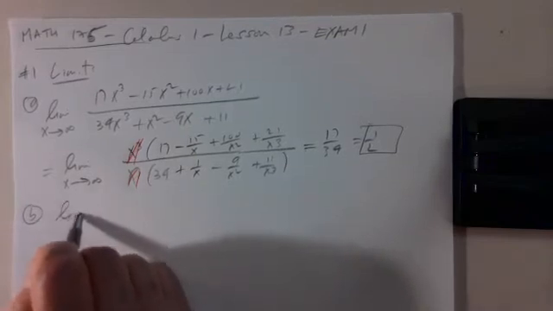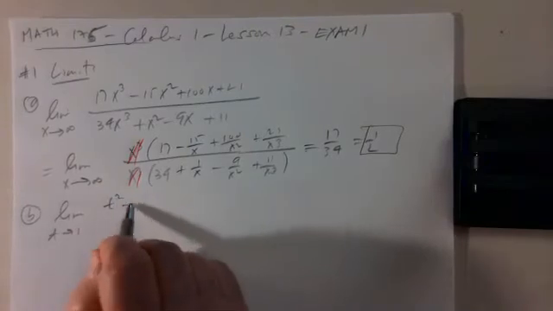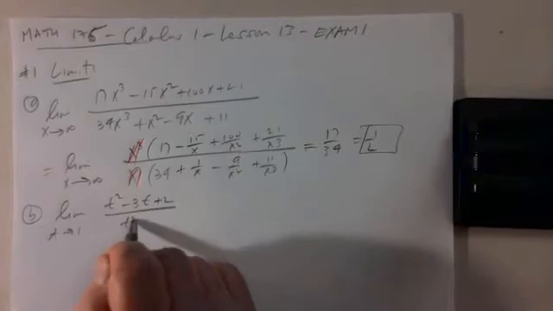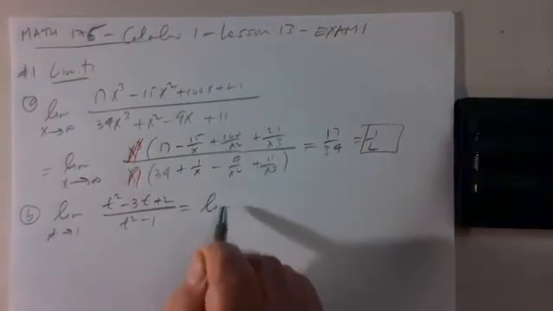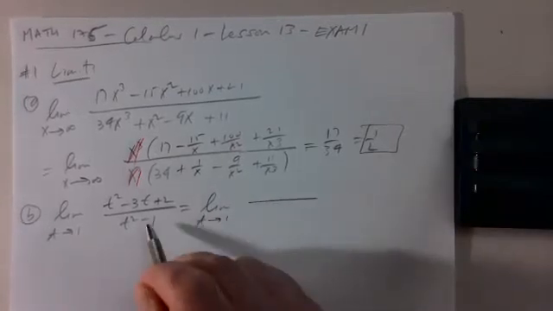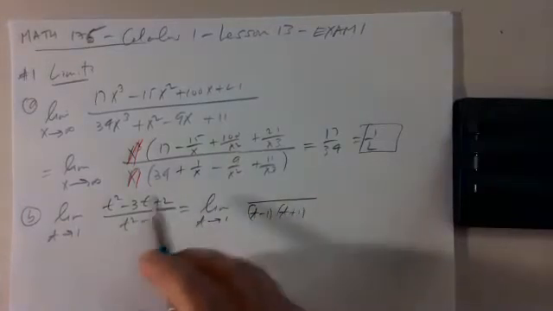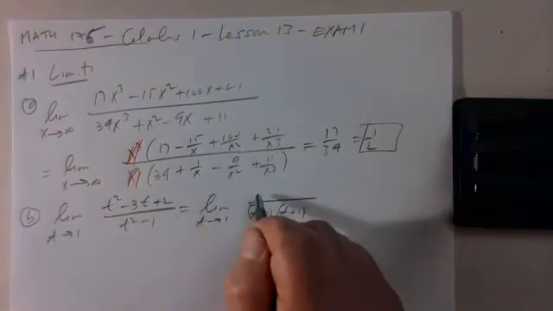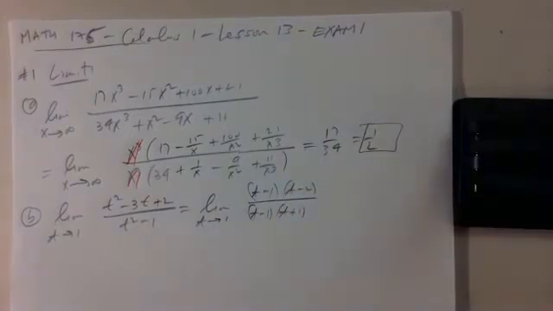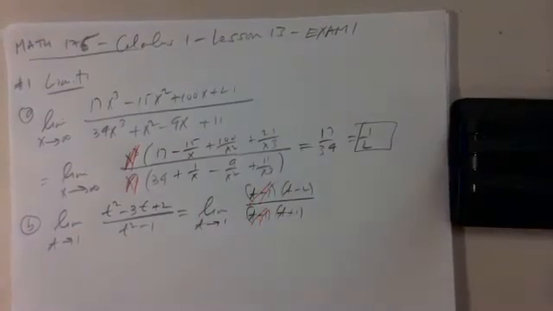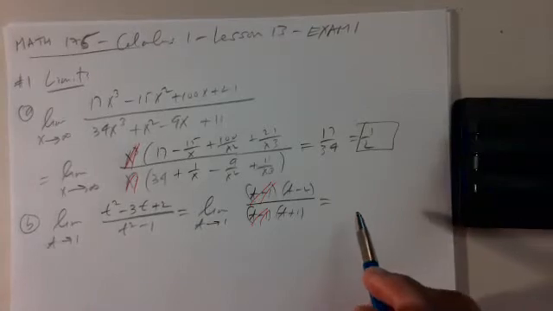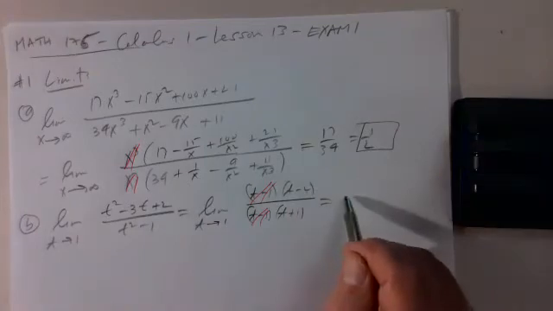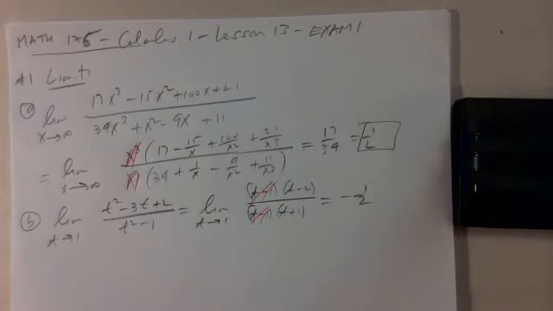B, we take the limit as t goes to 1 of t squared minus 3t plus 2 over t squared minus 1. And in this case, you can't just plug in t equal 1, you get 0 over 0. But you observe that these polynomials in the numerator and the denominator both factor. T squared minus 1 is t minus 1 times t plus 1. And t squared minus 3t plus 2 is t minus 1 times t minus 2. And again, these two terms cancel. So we're left with t minus 2 over t plus 1. And as t goes to 1, this goes to minus 1/2. That's the answer.